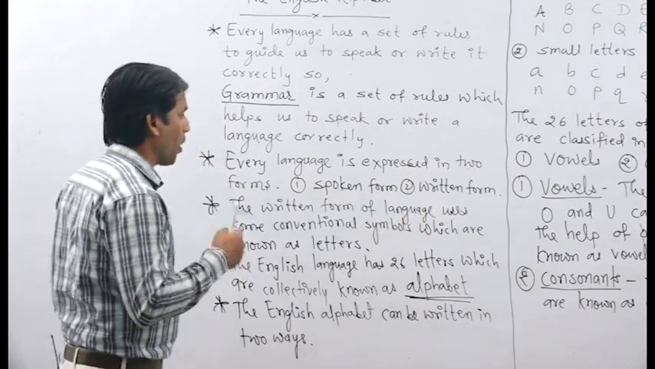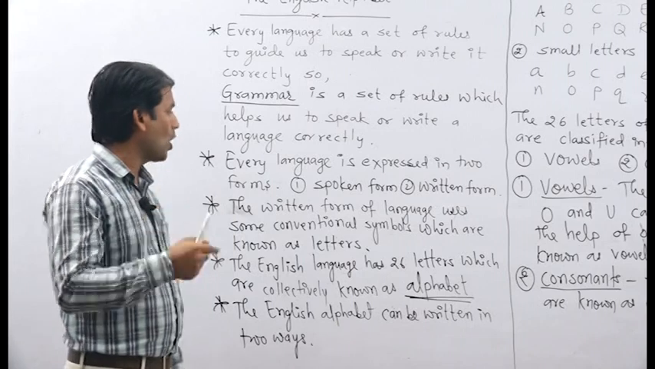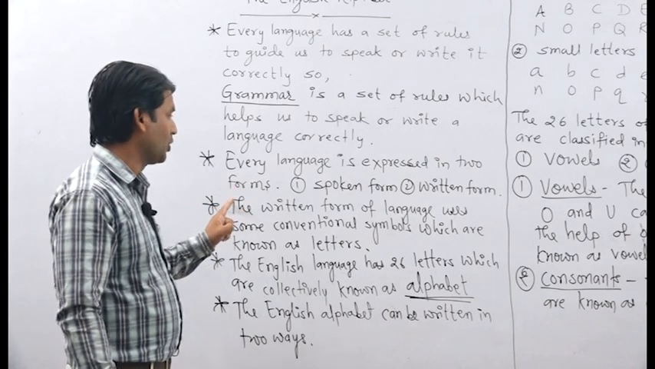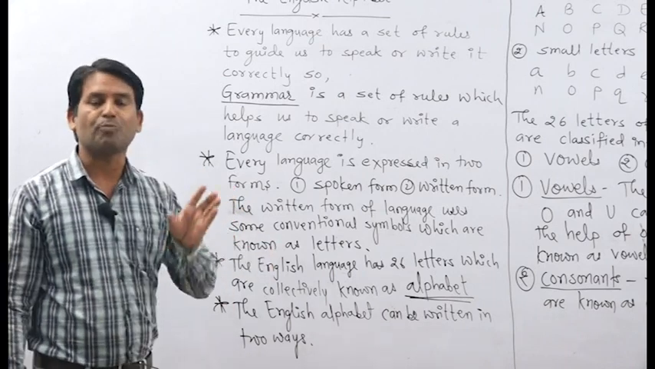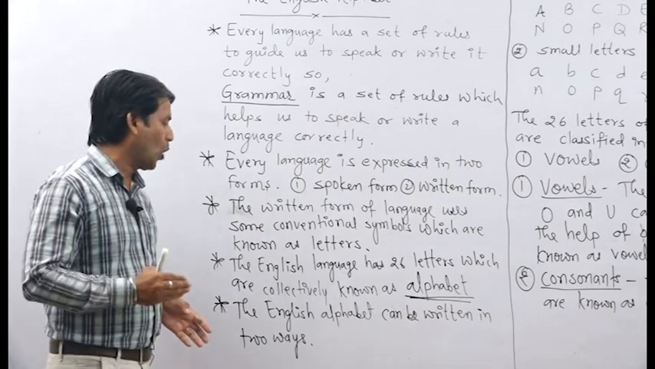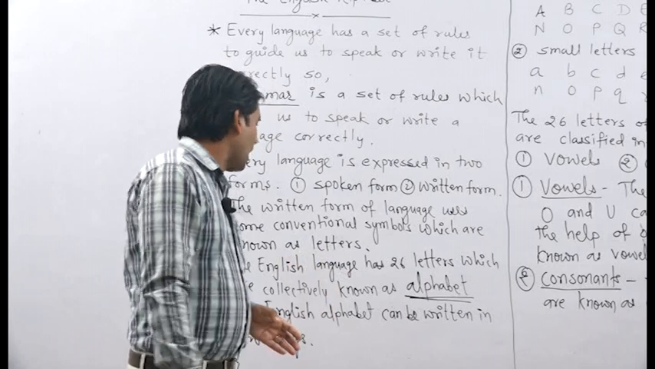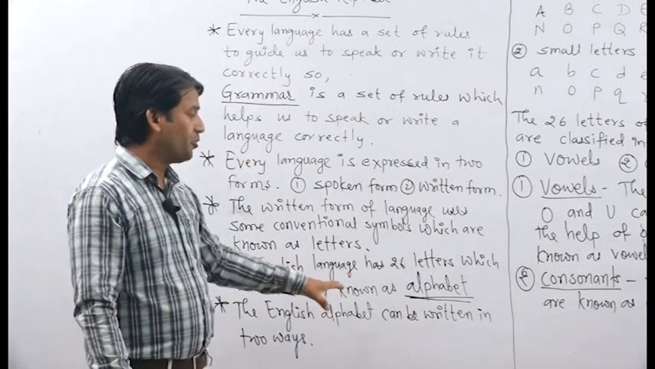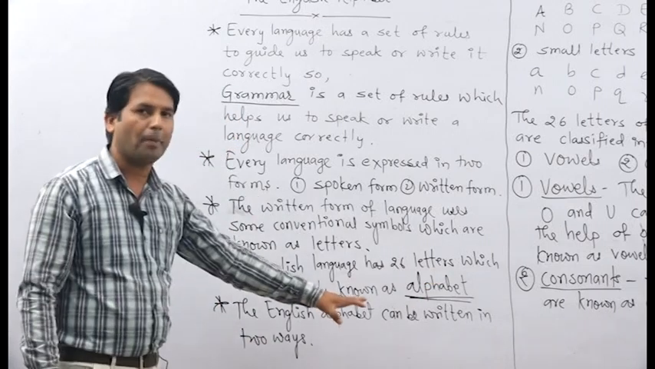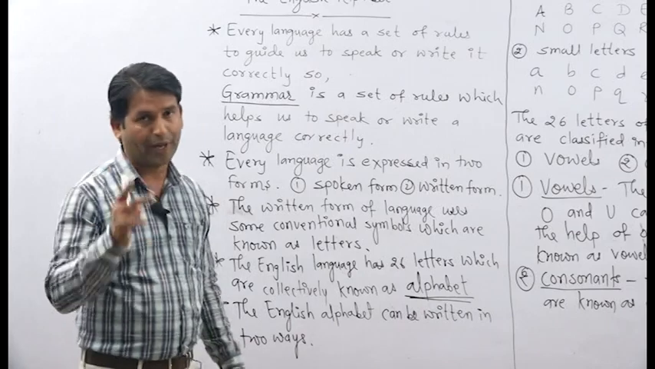For the spoken form of language, we produce some sound through our mouth, or we talk or we speak. After that, for written form of language, we use some conventional symbols. In English language also, we use some symbols. These symbols are known as letters in English language, okay? And the English language has 26 letters which are collectively known as what? Alphabet.